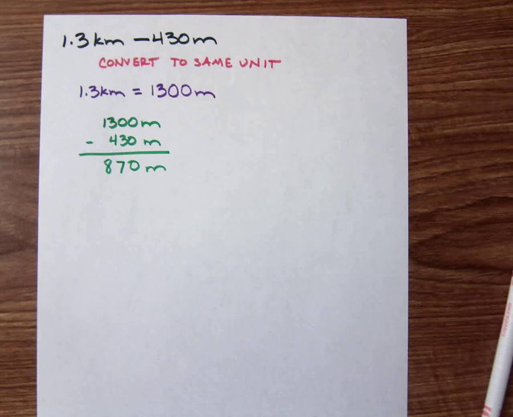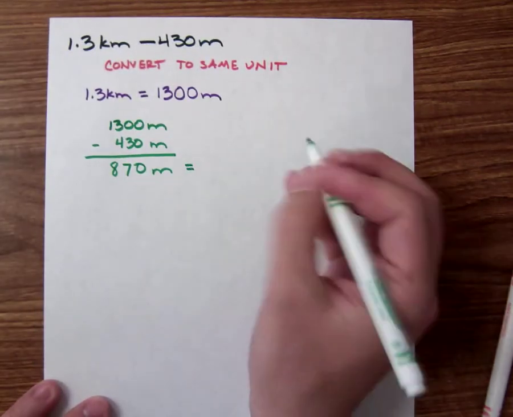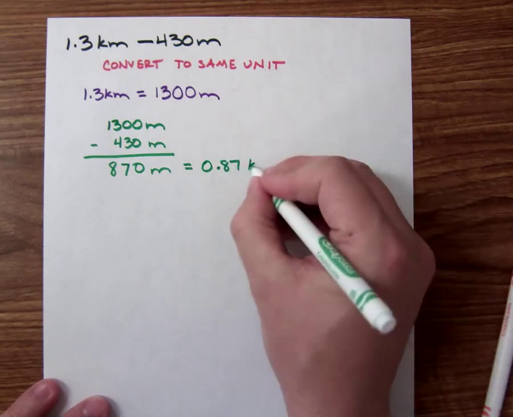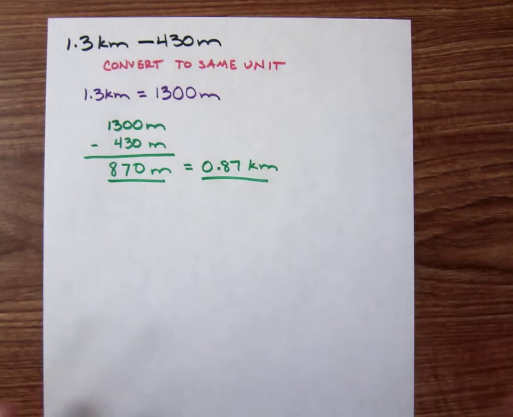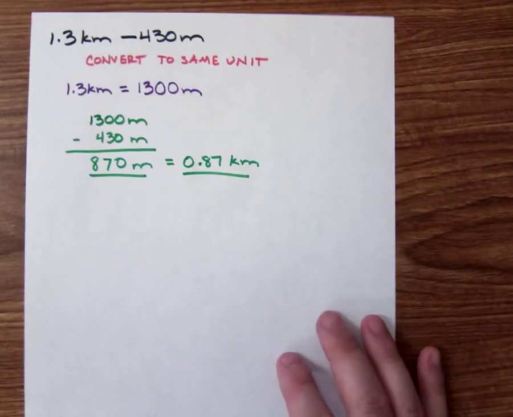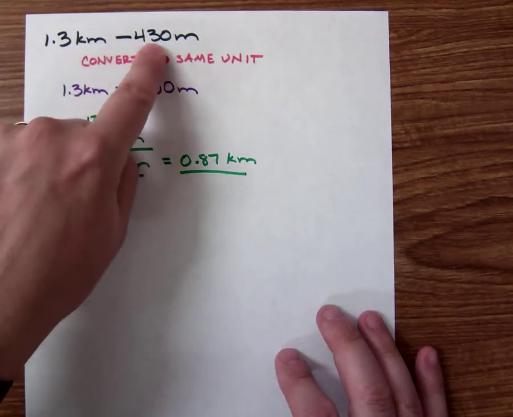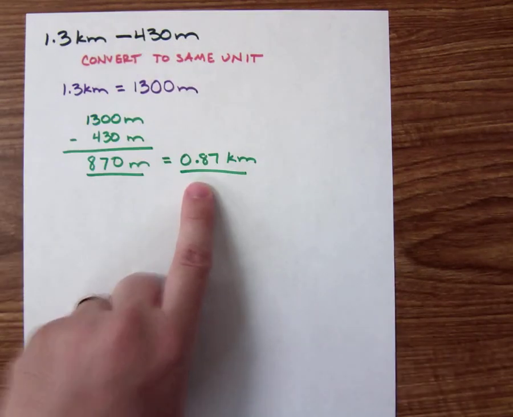Or if you really wanted to, since kilometers is one of our units, you could also convert that back to kilometers by dividing by 1,000. 0.87 kilometers. Either one of these answers is good. Meters or kilometers, just whatever you feel like. And this answer makes sense. I had a little bit more than 1 kilometer. I subtracted some stuff. Now I've got a little bit less than 1 kilometer. That makes sense.